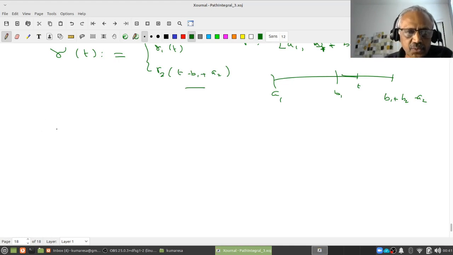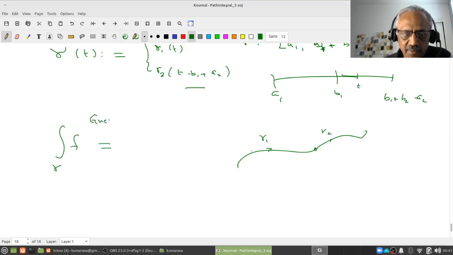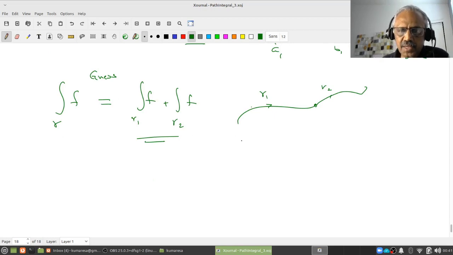Now let's again look at the physical meaning. This is my gamma 1, this is my gamma 2. Gamma 2 is shifted here, so I moved a particle from here to here and then from here to here, but then I move the same particle along this. Therefore what should I expect? What should be the work done? This is again a guess. It should be integral of f over gamma 1 plus integral of f over gamma 2. This is a guess. Do you accept it? Pause. Review, proceed. Now let's go through the proof.